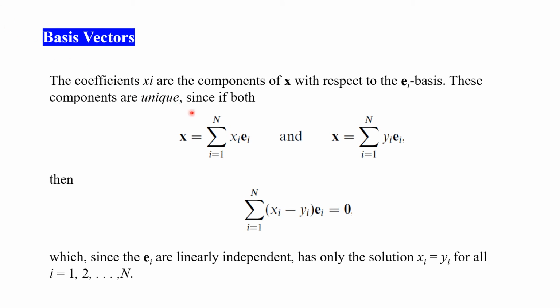The coefficients xi are the components of x with respect to the ei basis, and these components are unique. If you have both x equal to this equation here, and y with this equation here, then the sum of your xi minus yi times ei is equal to 0, which, since the ei are linearly independent, has only the solution xi is equal to yi for all i equal to 1 up to n.